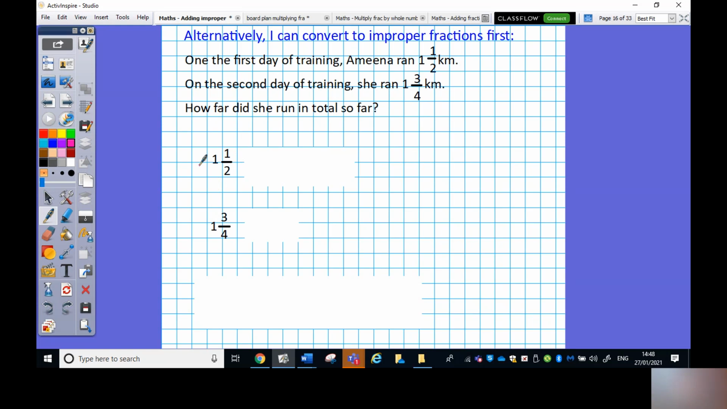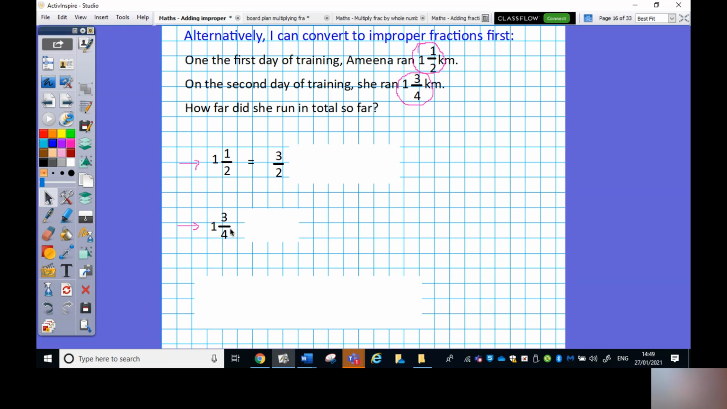Alternatively, I can actually convert all of the fractions to improper fractions first. So I'm going to take 1 1/2 and turn it into an improper fraction, and then I'm going to take 1 3/4 and turn that into an improper fraction. So let's start. What is 1 1/2 as an improper fraction? Tell me, how would I convert it? Good. 2 times 1 equals 2, plus 1 equals 3, so that would be 3/2.